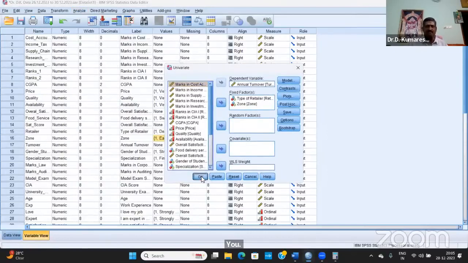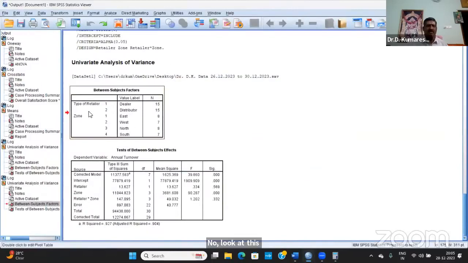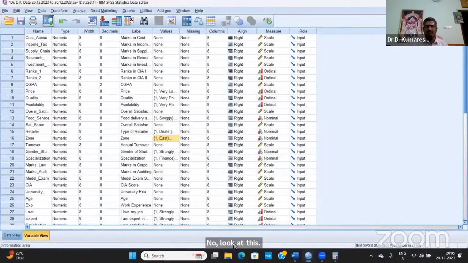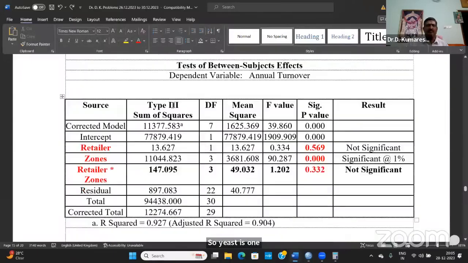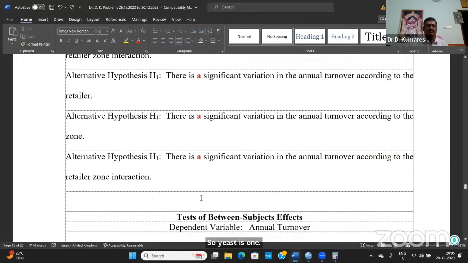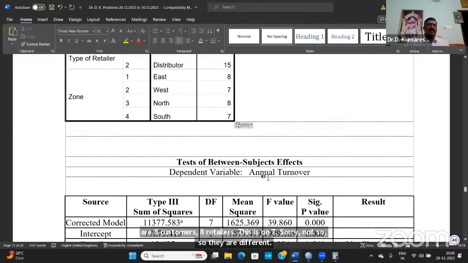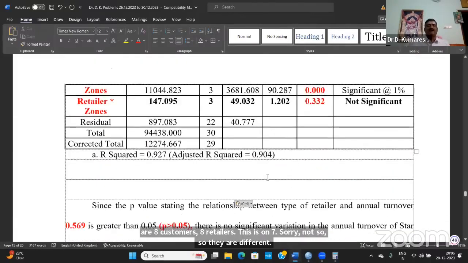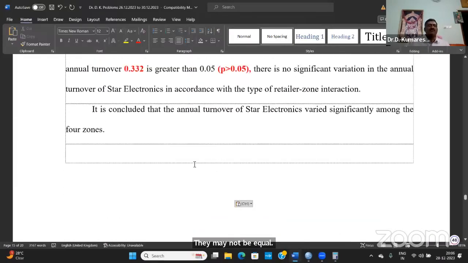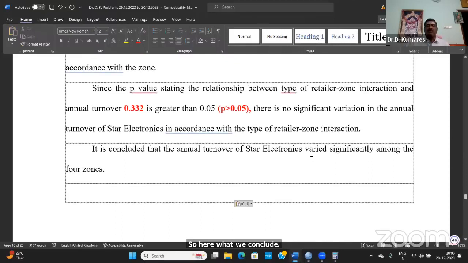Now look at this. So east zone, there are eight retailers. West zone 7, north zone 7, south zone 7. They are different. They need not be equal. So here what we conclude, it is concluded that the annual turnover of Star Electronics varied significantly among the 4 zones.